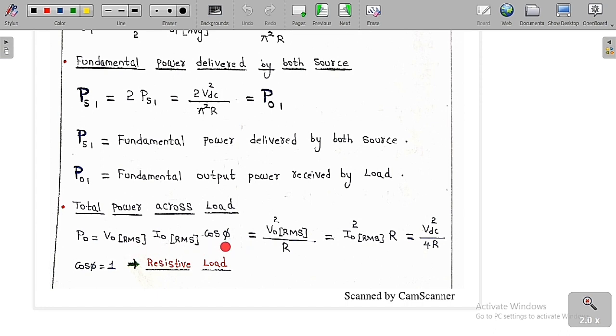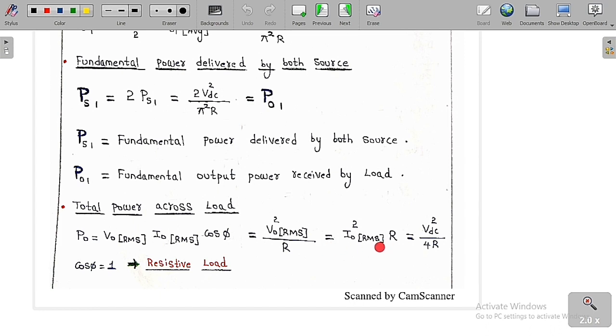Because it is a pure resistive load, there is no phase difference between them, because both are the same. Therefore cos 0 is equal to 1. So V0 RMS and I0 RMS, we can write it in another format, which is V0 RMS square by R, or simply I0 RMS square into R. But we know the value of V0 RMS, which we have already figured out, which is peak value, VDC by 2.